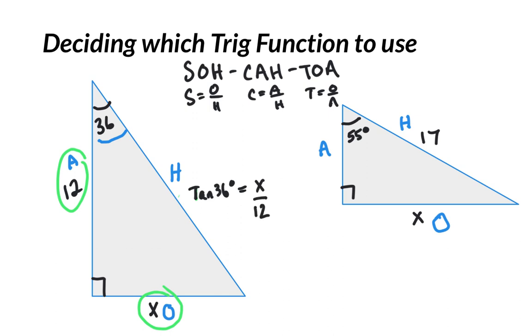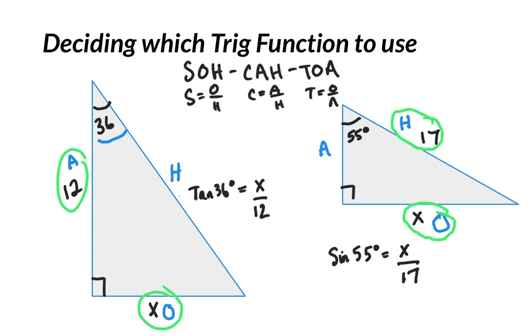And on this last one, we've got a hypotenuse and an opposite. Which one deals with opposite and hypotenuse? That is this one, sine. So we'd say the sine is equal to opposite over hypotenuse.